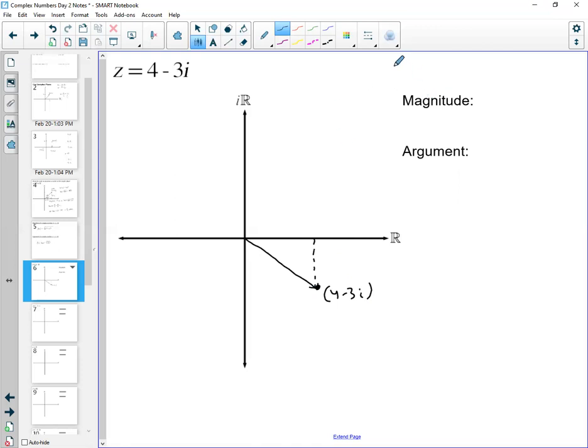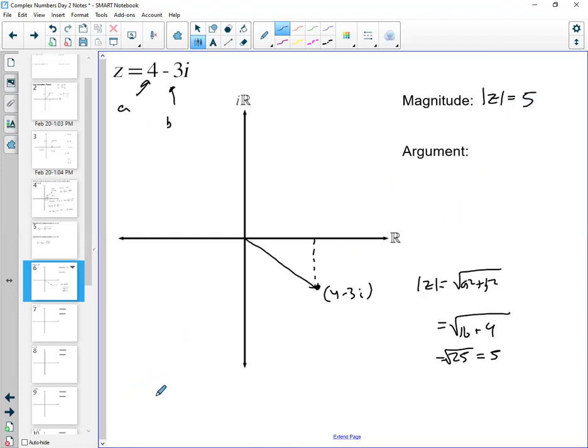So remember, the magnitude of z is the square root of a squared plus b squared. In this case, a is 4, b is -3. So I get the square root of 4 squared is 16, -3 squared is 9, square root of 25 is 5. Magnitude is 5.